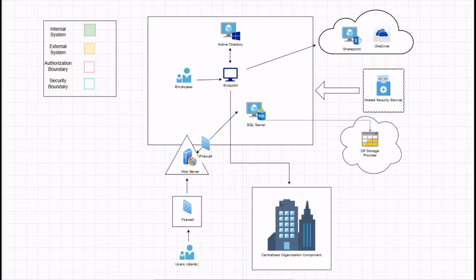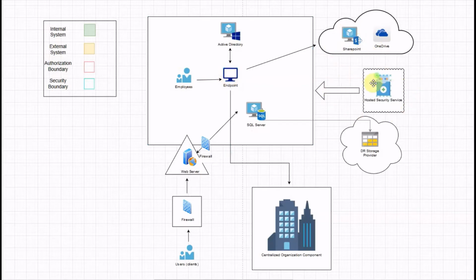So here we have our sample information system, and it's pretty simple in its application. We have users or clients connecting through a perimeter firewall to our web server. That web server is communicating through an internal firewall to a backend SQL server, maybe storing and accessing user profile information like passwords and email addresses. But whatever that data may be, it's being replicated to a DR storage provider. We have employees accessing organization endpoints, authenticating through Active Directory. And these employees are storing and accessing information on SharePoint and OneDrive.